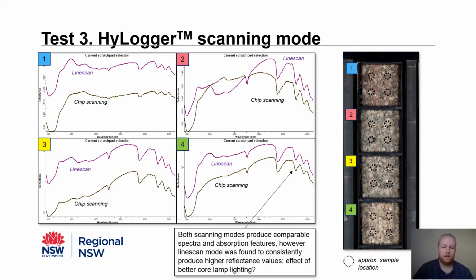Here we are looking at individual spectra and comparing between line scan and chip scanning mode. Interestingly, line scan was found to consistently produce spectra with higher reflectance. This could be likely attributed to differences in lighting used between the scanning modes, with the orientations of lamps varying by 90 degrees between the 2 modes.